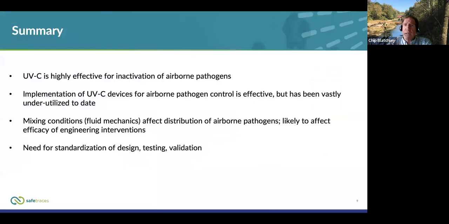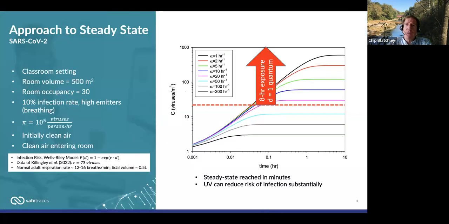So what I've illustrated here with this dashed line and the arrow is the 8-hour exposure that corresponds to 1 quantum of SARS-CoV-2, which would translate to something like 37% infection. So really, I've just put that on here for a reference point. And what's perhaps most important to recognize is that by using UV, you can go from a condition of having infection happening fairly easily to making it much more difficult to get infected.